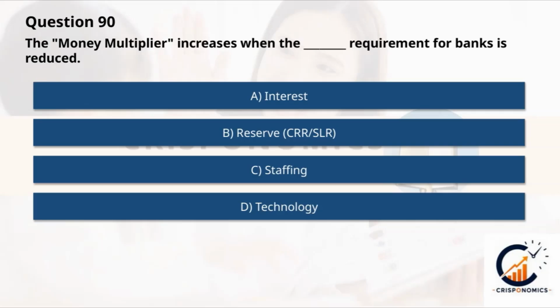Let's talk about the money multiplier, a key concept in banking and finance. It grows larger when the reserve requirement for banks goes down. That means banks can lend out more of their deposits, creating more money in the economy. This slide highlights the connection between reserve requirements and how much money banks can effectively multiply through lending. Understanding this helps us see how monetary policy influences the flow of money.